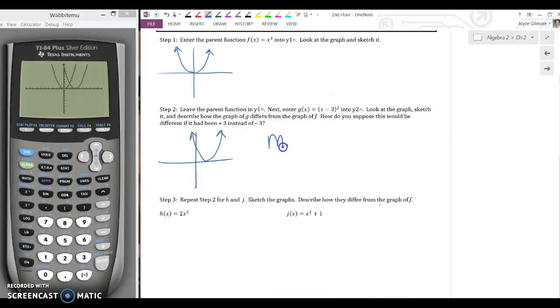This graph moved right 3. Do you suppose there's a connection between moving right 3 and the fact that there was -3 inside the parentheses? What do you think would happen if it had been +3 instead of -3? You are correct. If we had put in parentheses x plus 3 squared, it would have moved to the left. So notice that side-to-side movement is backwards. Minus actually means right, plus means left.